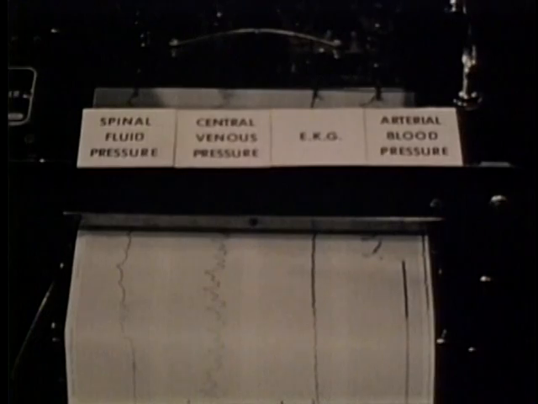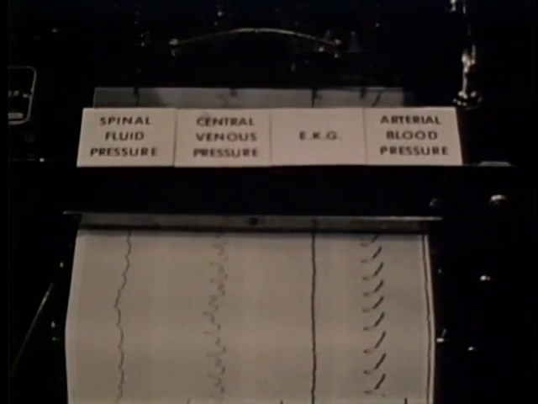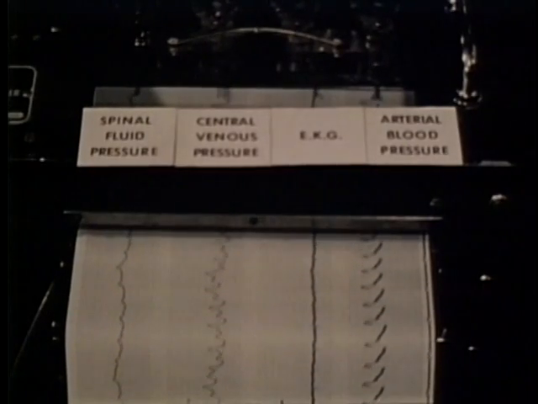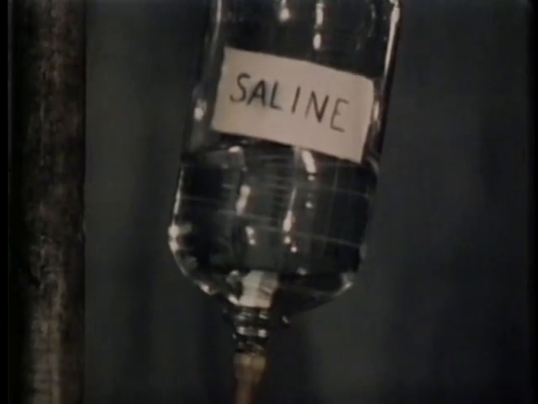After 15 minutes of apnea, arterial, venous, and cerebrospinal fluid pressures have all risen. The cyclic variations of the tracings are due to the inherent discharges of the vasomotor and respiratory centers. Bradycardia is present. During the whole period of apnea, isotonic saline is infused intravenously at the rate of 1 milliliter per kilogram per minute.